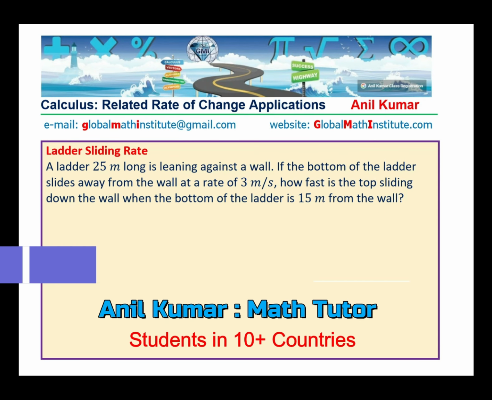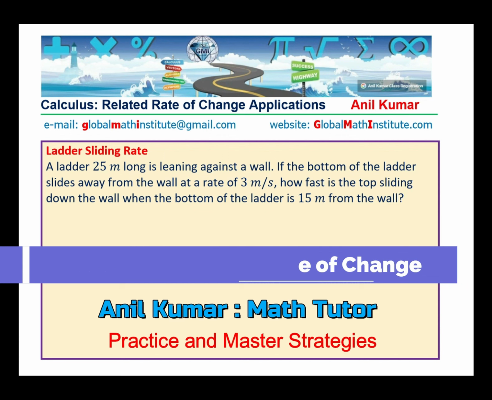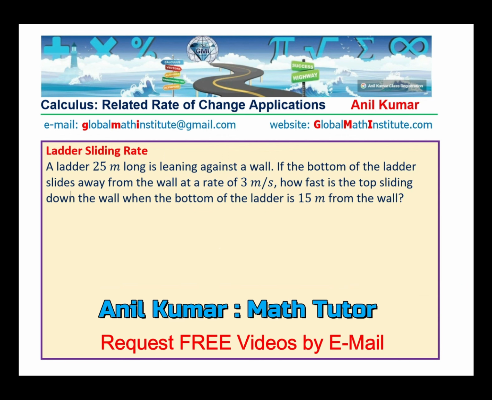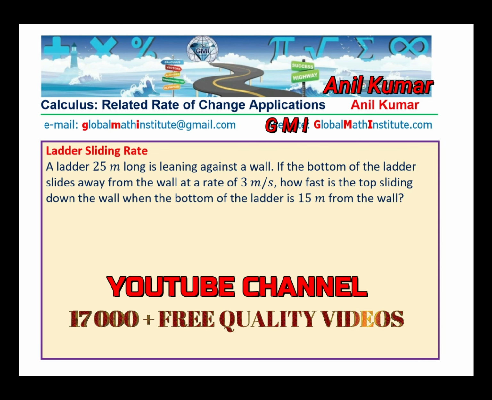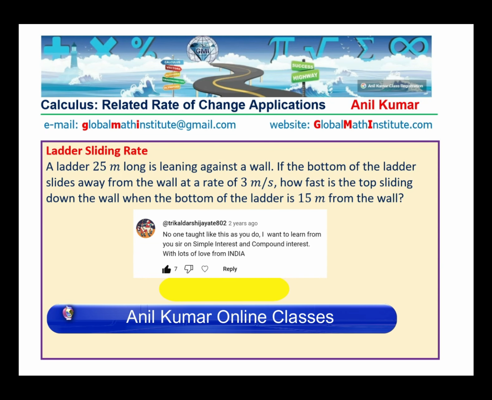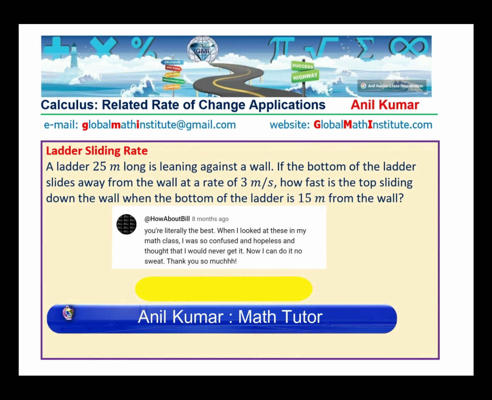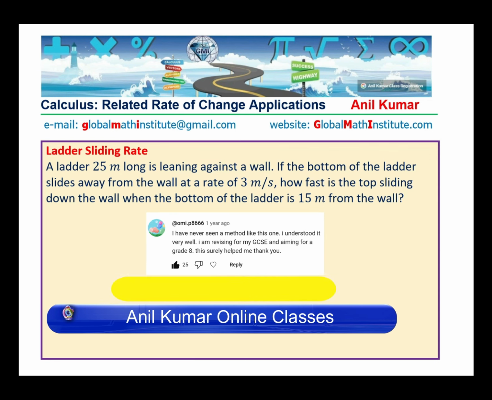Calculus with Anil Kumar. Let us now master the strategies for solving related rate of change application problems. In this video, we are discussing a ladder and trying to find the sliding rate related to the dimensions of the ladder. The question here is: a ladder 25-meter long is leaning against a wall. If the bottom of the ladder slides away from the wall at a rate of 3 meters per second, how fast is the top sliding down the wall when the bottom of the ladder is 15 meters from the wall?